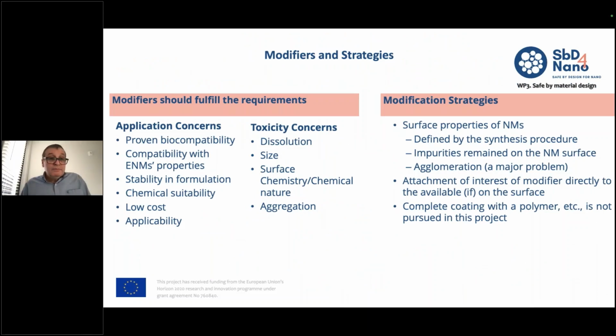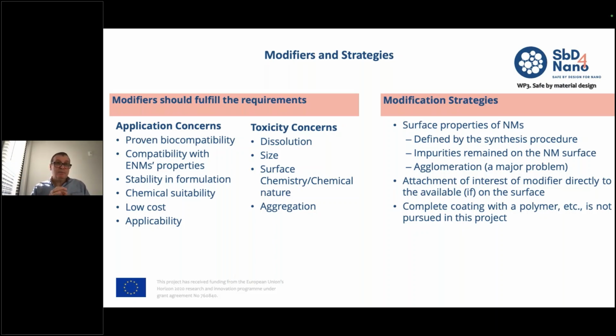Once you try to change the surface chemistry, you need to consider a lot of parameters together. Which surface chemistry you're going to use, which molecules, what polymers you will be using. Are they biocompatible? Once you make the surface modification, are they stable in the formulation? Is it chemically suitable for your application? How about the cost? It's really important, right?